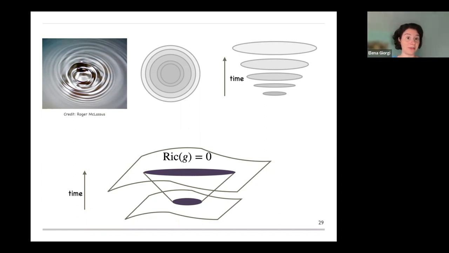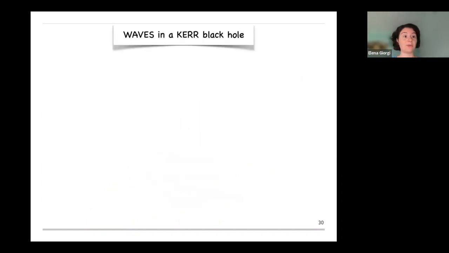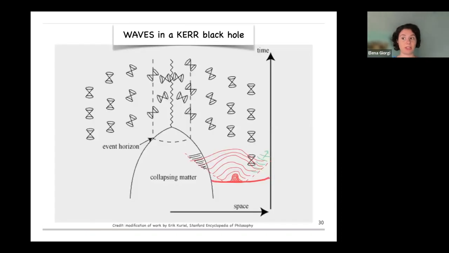What is the behavior that happens in the case of black holes? Well, to investigate what happens, we can start by looking at a simpler case, meaning waves in a fixed Kerr black hole. So this is the picture. Outside the black hole, at a certain time here, represented in red, imagine having some perturbation, just like the stone in the pond. It could be an electromagnetic radiation, a particle, anything.